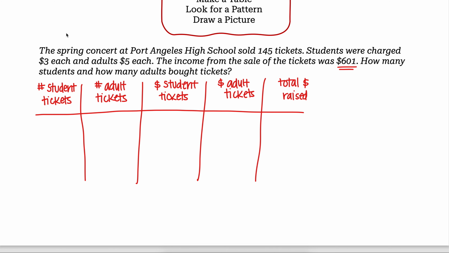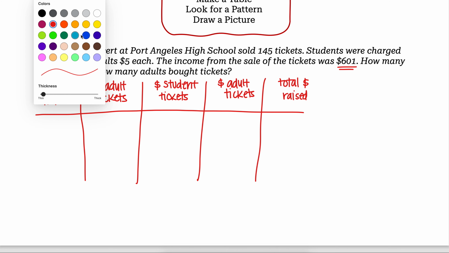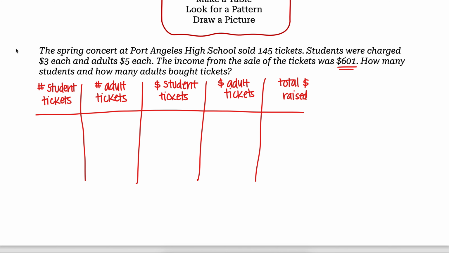So here is my table. And I'm going to start by doing a little guessing and checking. It says that 145 tickets were sold. I'm going to make a guess here. I'm going to break that down as 100 student tickets and 45 adult tickets. So the guess was 100 student tickets because there's 145 tickets total, there has to be 45 adult tickets.